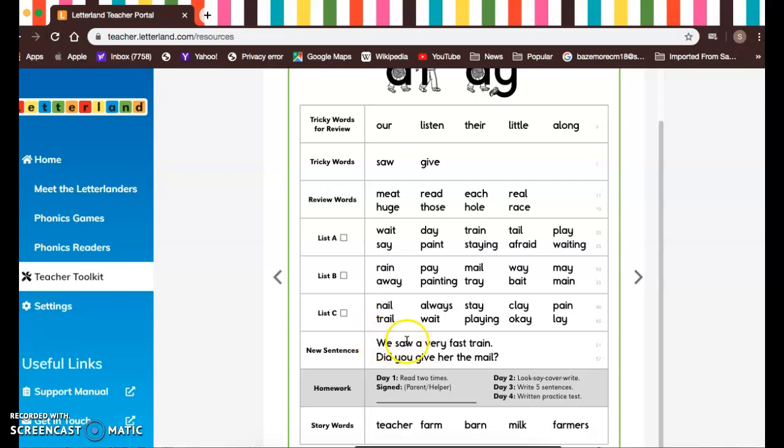Okay, new sentences. We saw a very fast train. Sentence 2. Did you give her the mail? And down here at the bottom, we have our story words. Teacher, farm, barn, milk, and farmers. Okay, that was Rusty Robots.